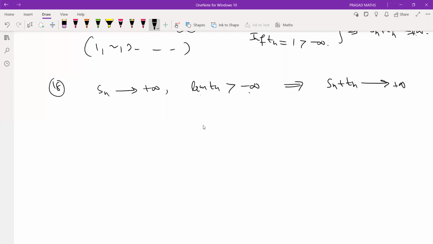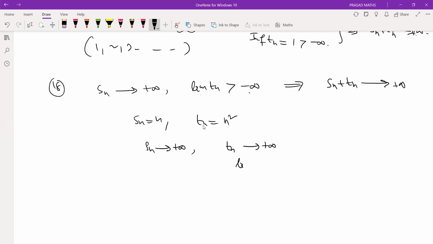All right. Suppose I'll give an example. This is also an important example, an important property. Sn diverges to plus infinity, and the limit of Tn is also bigger than minus infinity. You can think of Sn equals n simply. Tn, you can take anything. In fact, suppose you take n square. So Sn diverges to plus infinity clearly, and Tn also diverges to plus infinity.